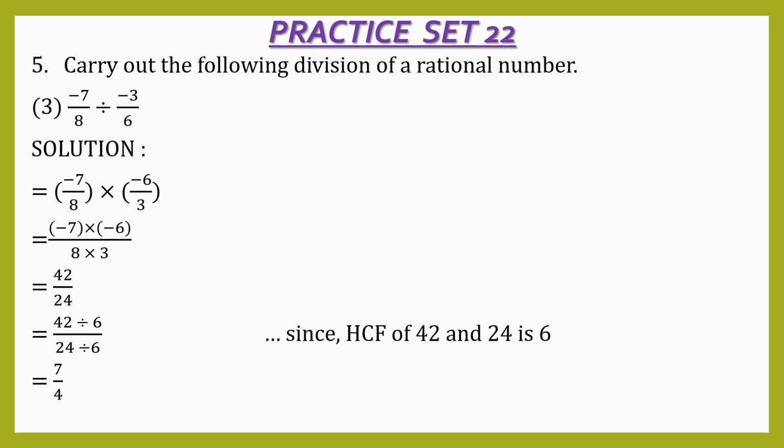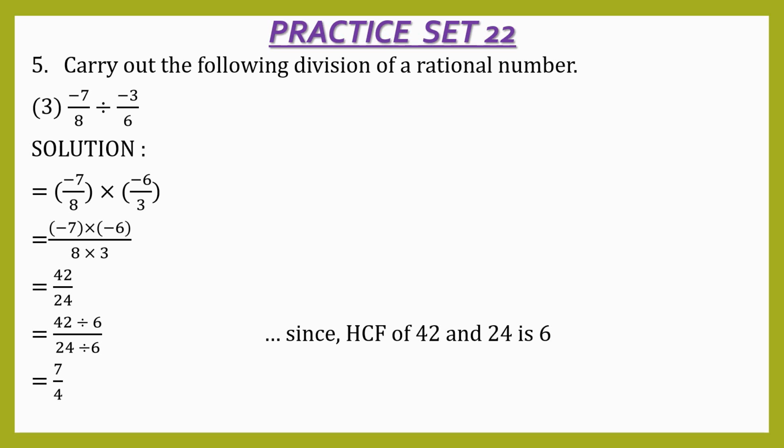Next is the third question, or the third sum, that is minus 7 upon 8 divided by minus 3 upon 6. So solution: minus 7 upon 8 is written as it is. Division sign is replaced with multiplication. Minus 3 upon 6 is written as minus 6 upon 3. Again we are going to multiply numerator with numerator and denominator with denominator. So it will be minus 7 multiplied by minus 6 upon 8 multiplied by 3.